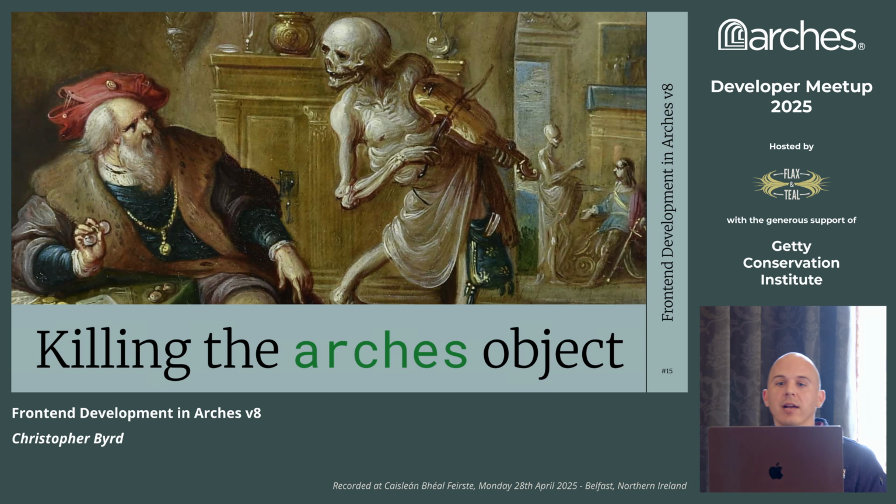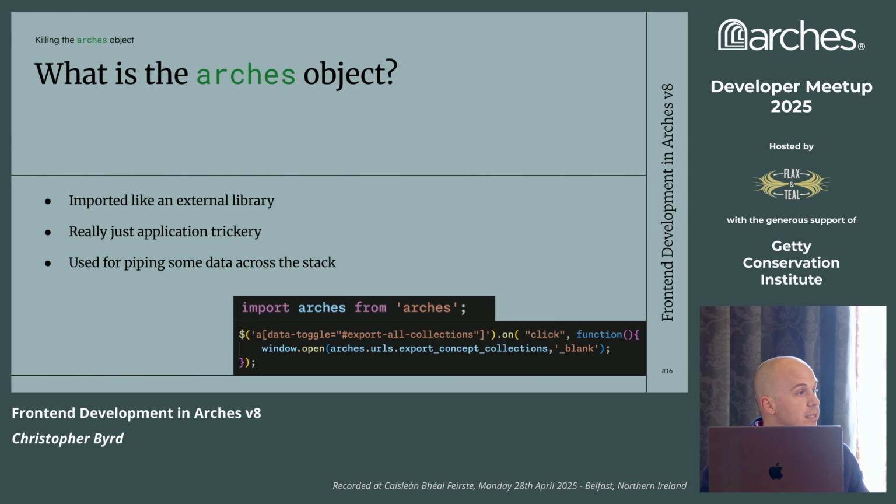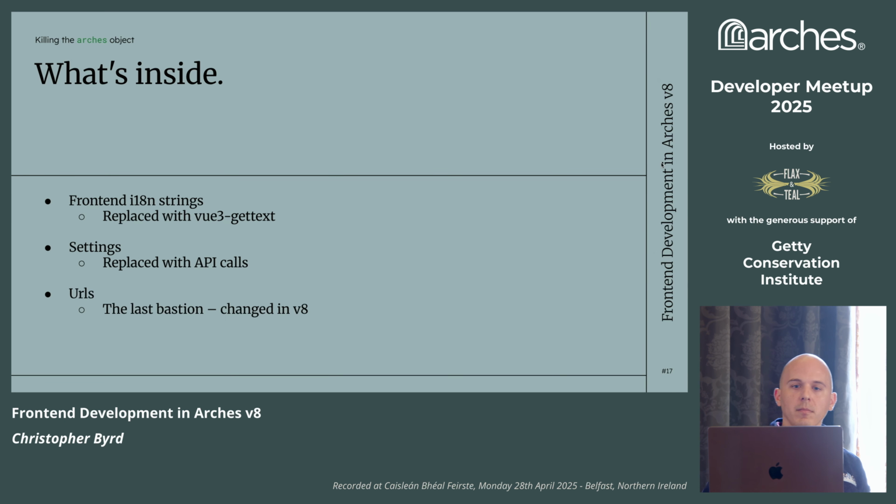Moving from there, kind of a hard, abrupt left turn to killing the Arches object. What is the Arches object? It's imported like an external library, but it really is just application level trickery, right? And it's used largely for piping data across the stack. I included a little example of what you've probably seen it used for. Import arches from arches, and it's most commonly used these days for URLs, right? Which is there. What's inside of the Arches object?